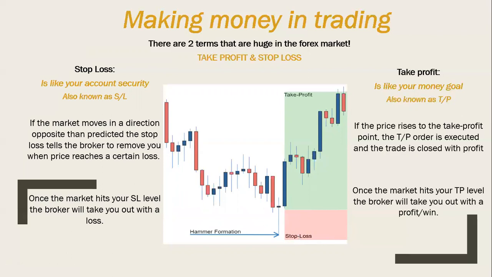I'm willing to invest or lose or risk this amount of money in order to make this larger amount of profit. So once the market hits your SL level, your stop loss level, the broker will also take you out, but you'll be taken out with a loss. So they're both goals, right? Take profit is the good goal, right? Making our money. But stop loss is also in order to keep your account going so that you can live to trade another day, is what we call it.